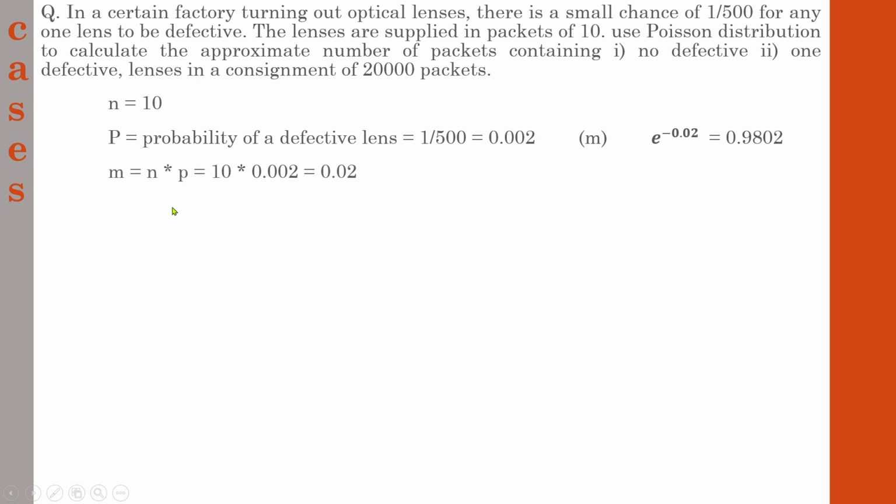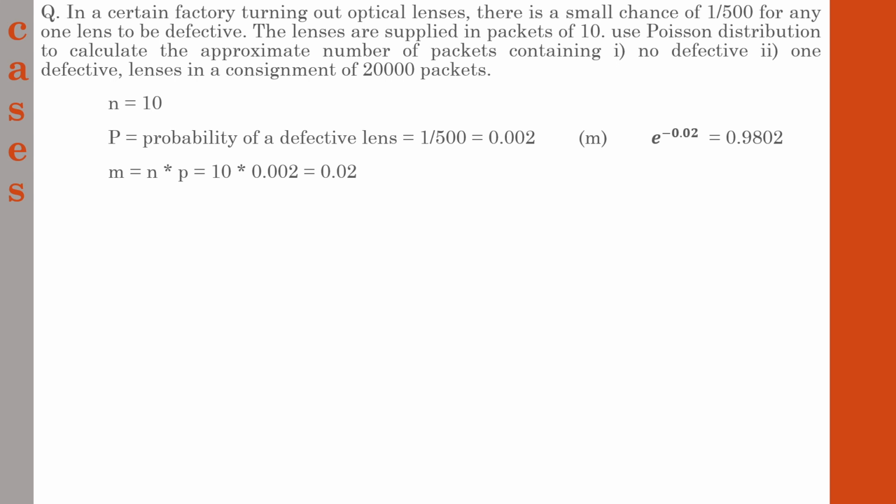Next, m equals n into p, that is 10 into 0.002, which equals 0.02.